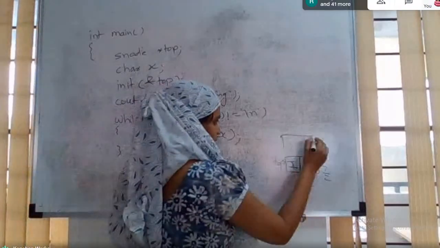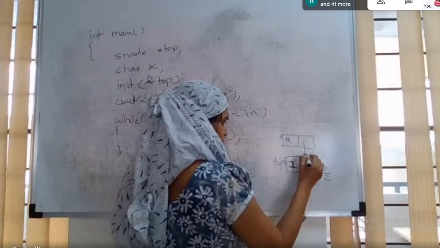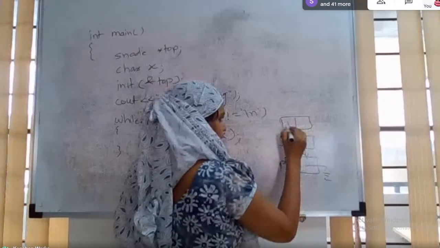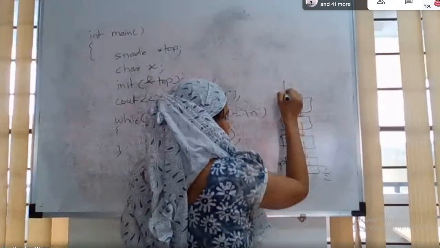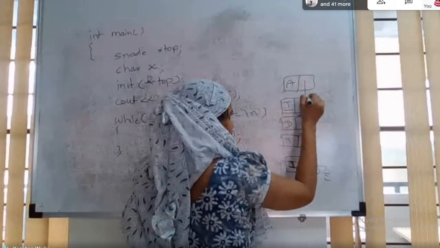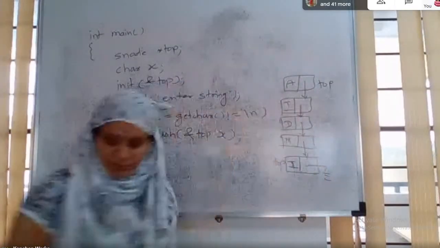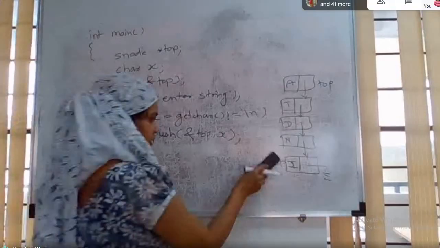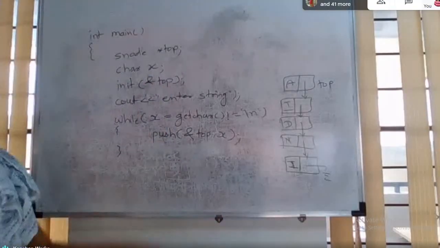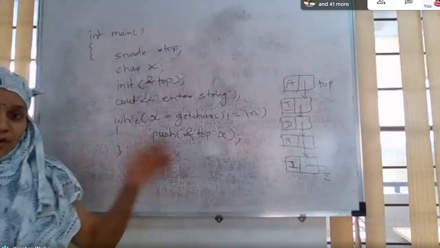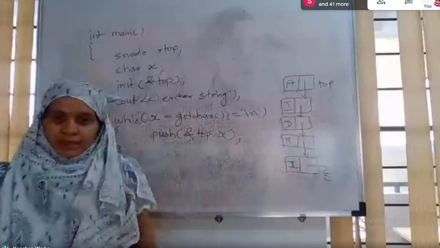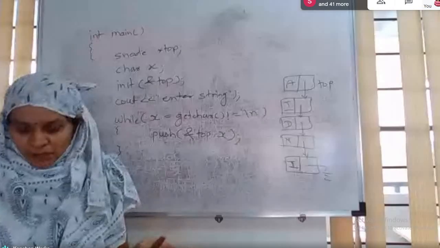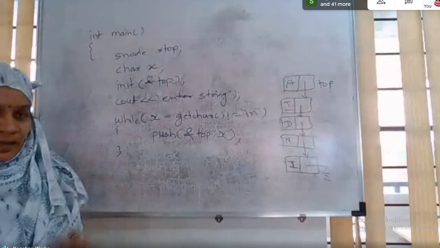I, second is N, D, then again I and A. Now my top is here. In this way, the stack will be created by calling the push function. Now I want to reverse the string, so I will pop one by one and print, and my reverse will be printed. So for that purpose what do we have to do?